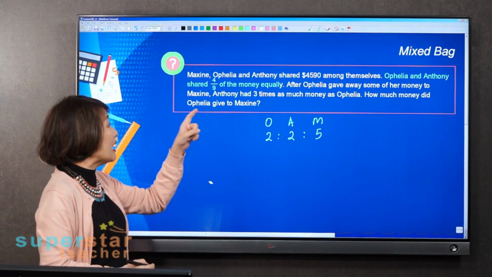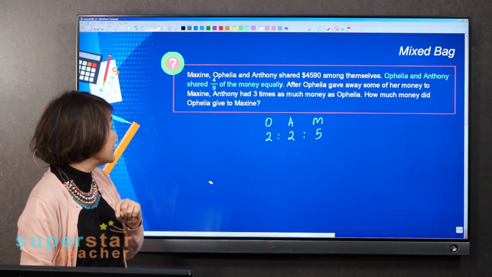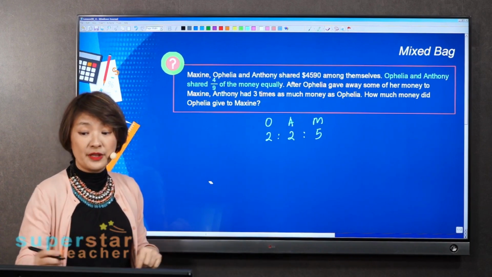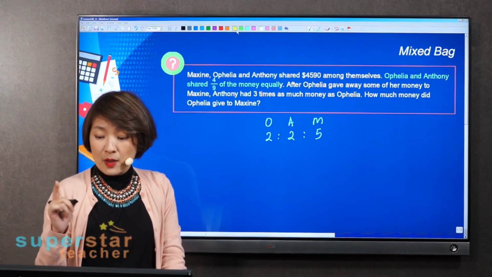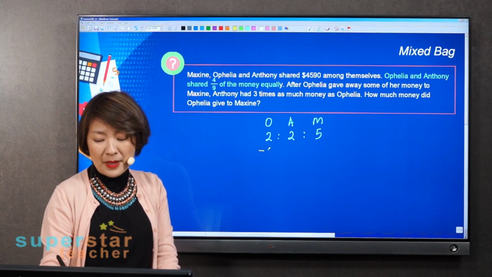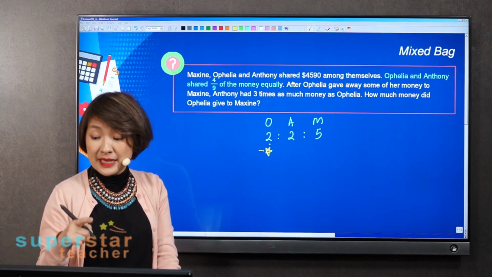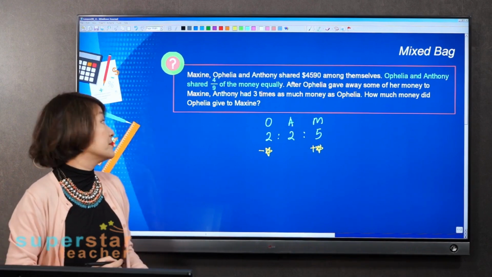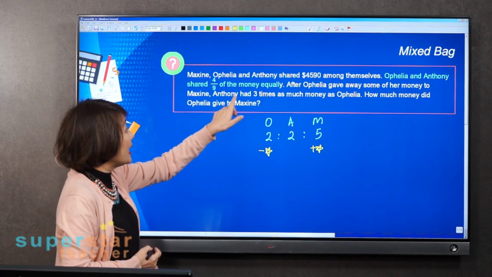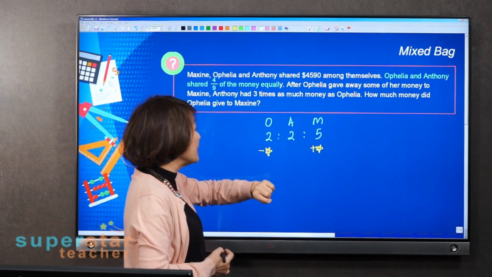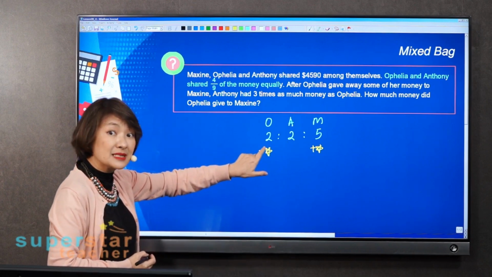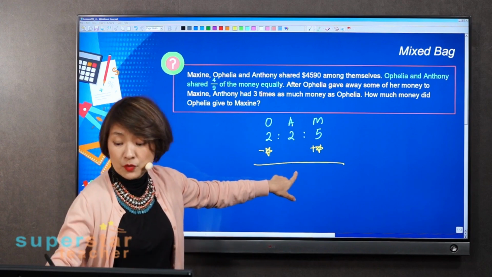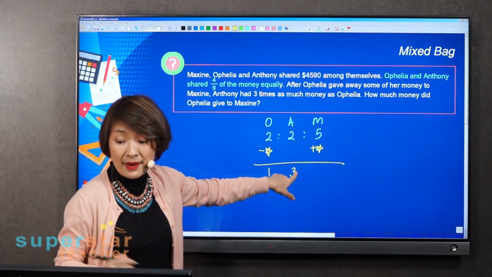Then we go on. They say after Ophelia gave away some of her money to Maxine, Anthony had 3 times as much money as Ophelia. So Ophelia is going to give away some money. I don't know how much. I put a star. And then what happens? Give to Maxine. So I'm going to add star here, right? And then they say Anthony had 3 times as much as Ophelia. So this one has to be a 3, and this one has to be a 1, right?